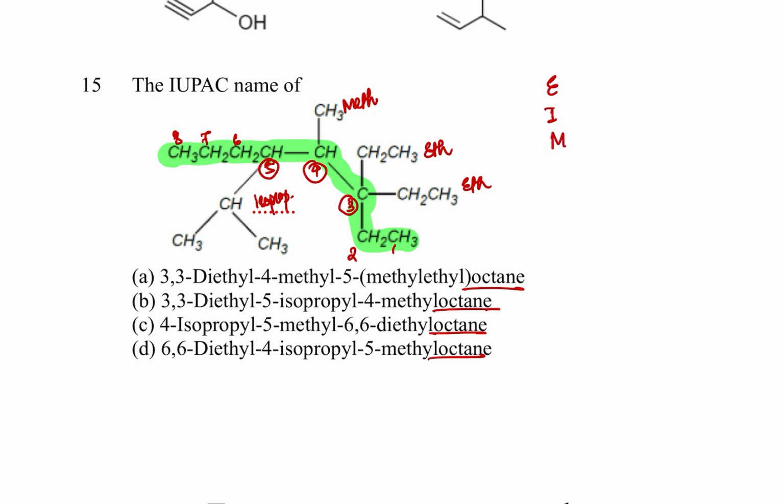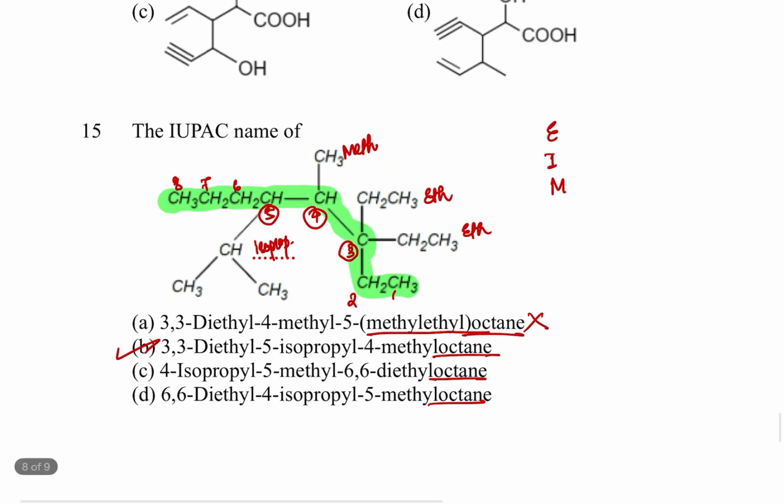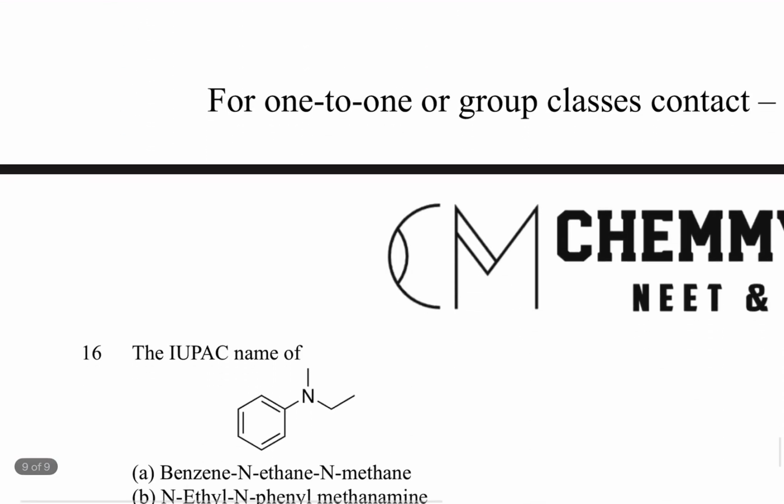So the first option tells us 3,3-diethyl, okay. Fourth place methyl, fine. Then fifth place methyl ethyl. We don't write it in the form of methyl ethyl. Next option 3,3-diethyl, correct. 5 isopropyl, correct. 4 methyl octane. So for question 15, B will be the answer. Okay. The structure is big, we are just matching with the options. Easy.